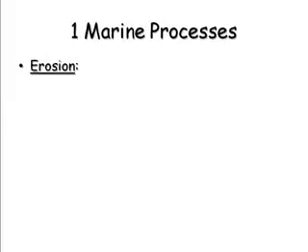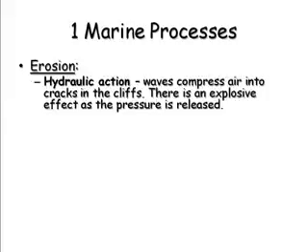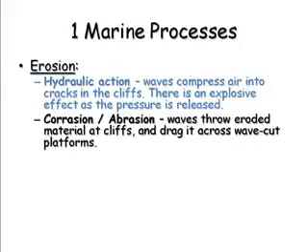Start with marine processes. Four types of erosion. These are all ones that you should be familiar with already. Hydraulic action is the action of waves as they crash against cliffs, compressing air into bedding planes and joints in the cliffs. And as the water retreats, as the wave pulls back out, the pressure is released, but there tends to be a kind of explosive effect as it does so, which accumulated over two high tides a day and a succession of storms over several hundred years will gradually weaken the cliffs until bits start to fall off.